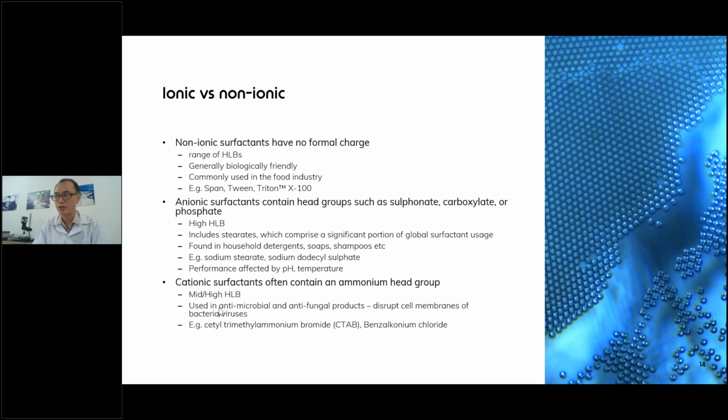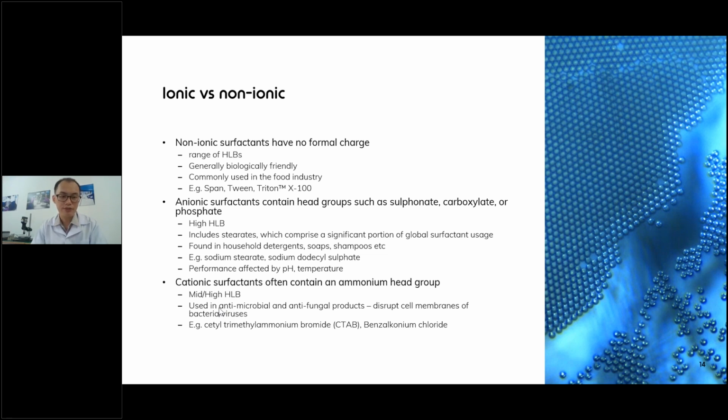An anionic surfactant contains head groups such as sulfonates, carboxylates or phosphates. So it has high HLB values, and it includes soaps, which comprise a significant portion of global surfactant usage. It's found in household detergents like soap or shampoos. For example, sodium stearate or sodium dodecyl sulfate are anionic surfactants, and the performance of this kind of surfactant is affected by the pH or temperature. So when these factors change, the performance of this kind of surfactant will change.